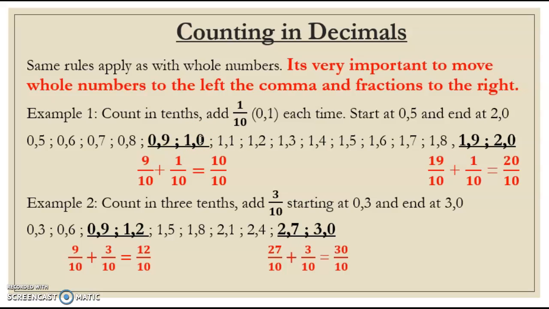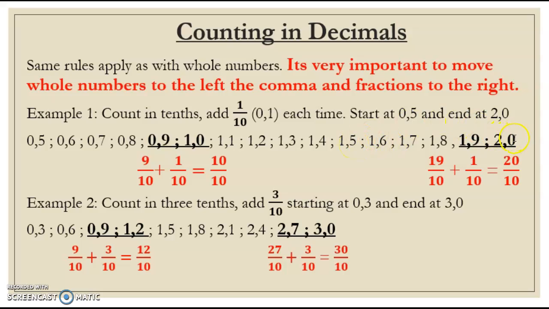1 plus 0,1 is 1,1 plus 0,1, 1,2 plus 0,1, 1,3, 1,4, 1,5, 1,6, 1,7, 1,8, 1,9. 1,9 plus 0,1 is 19/10 plus 1/10, and that is going to give us 20/10 or 2 wholes. Now let's do that backwards. 2 wholes minus 1/10 is 1,9. 1,9 minus a tenth is 1,8. 1,8 minus a tenth is 1,7. So it's exactly the same thing, we're just working backwards.